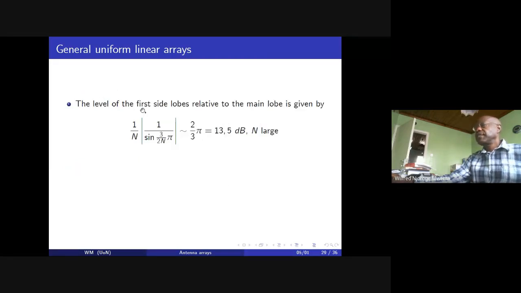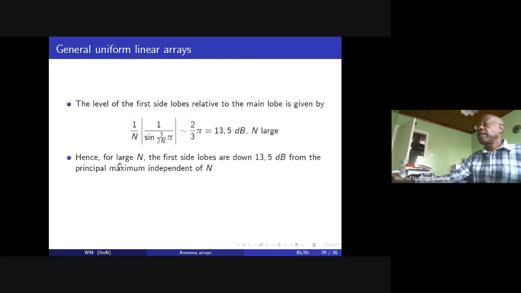So the level of the first side lobes relative to the main lobe is therefore going to be given by 1 over n times 1 over sine(3π/2n), giving us a value of approximately 2/3π, which is about 13.5 dB whenever n is large. And hence, when the number of elements in the array is large, the first side lobes will be down 13.5 dB from the principal maximum, independent of the value of n. But remember, n must be large for you to make that kind of assumption.